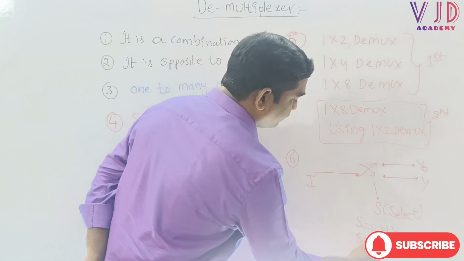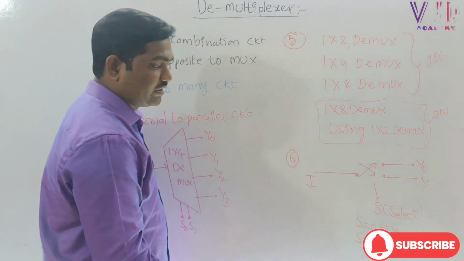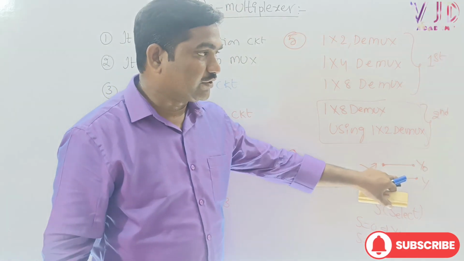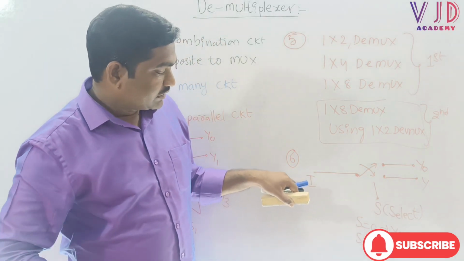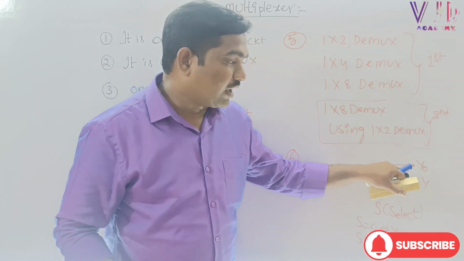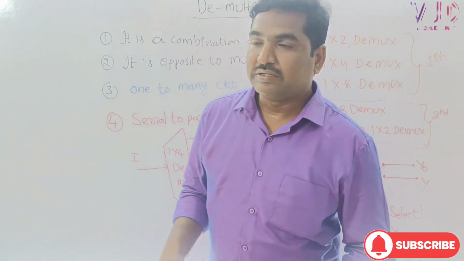Here, if S equal to 1, it may be selected to another output Y1 or something else. Based upon the select line, the electrical switch is connected to the output. The data available at the input will be forwarded to the corresponding output. These are the basics.